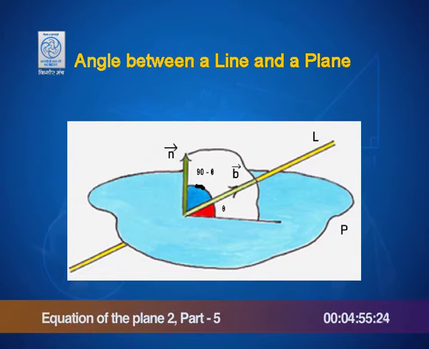Is that making sense? The angle between the line and a plane is the same as the complement of the angle between the line and the normal to the plane. Isn't that so? The normal is perpendicular to the plane, the line is making an angle theta and therefore, the angle between the vector n and the vector b is 90 minus theta.